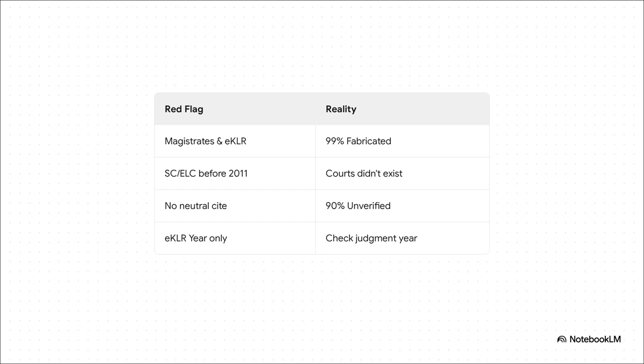Similarly, if an AI says it's a 2023 case just because the EKLR bracket says 2023, be super careful. The EKLR bracket is the year the case was reported, not necessarily the year it was decided. You have to always check the PDF.